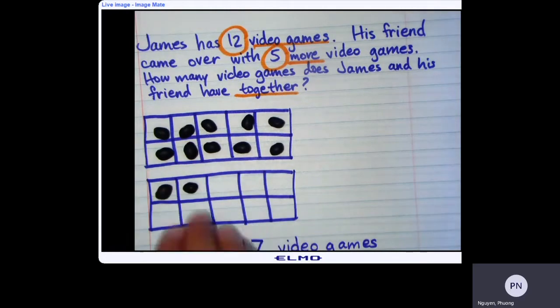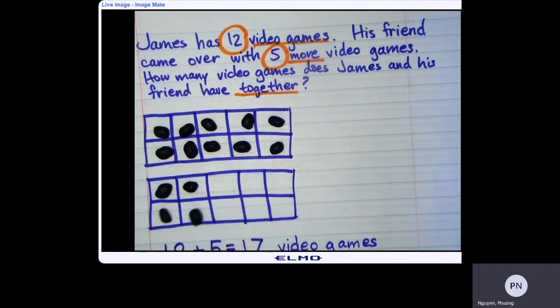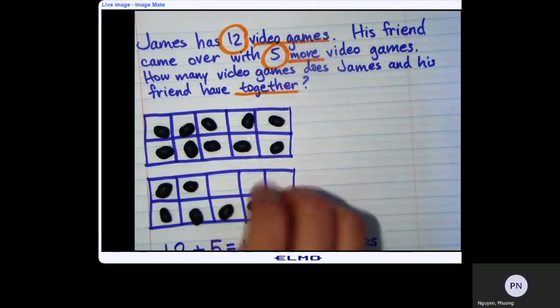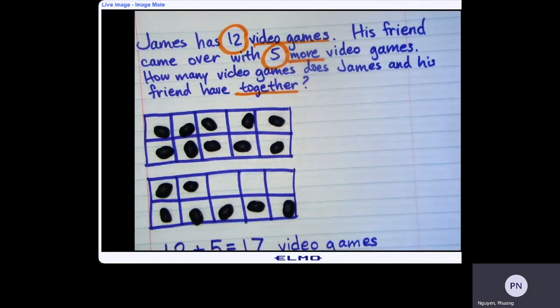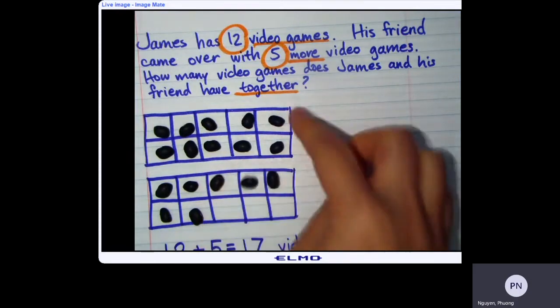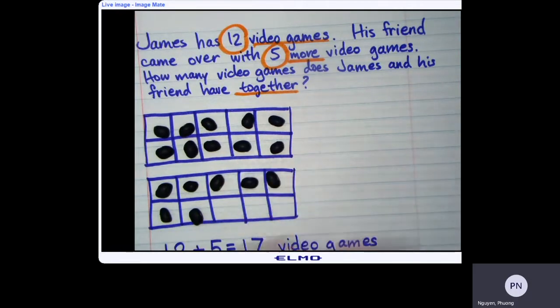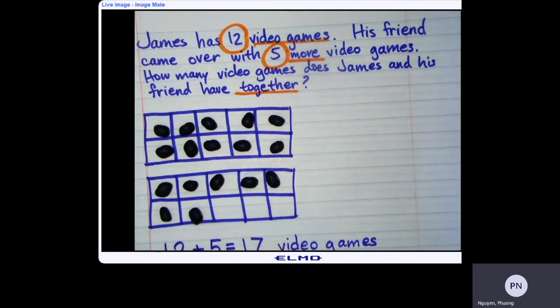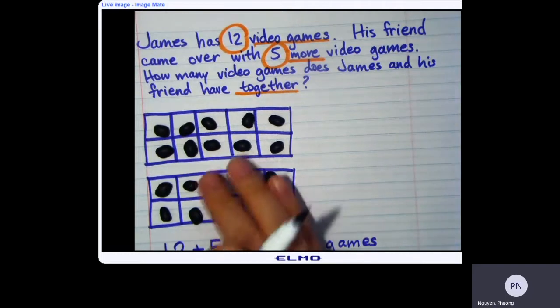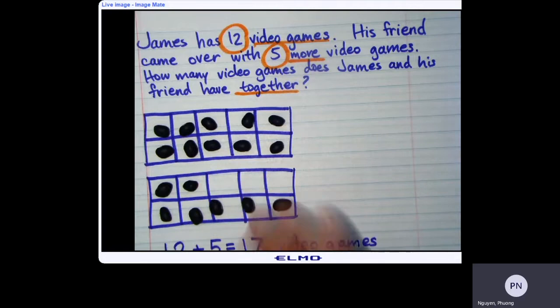So that's 12, and then it said 5 more, so I'm just going to put these 5 down here. And I know that if I moved it like this, it would be 5, 10, 15, 16, 17. Okay, so you could draw it like that, or you could draw it like this if you want.